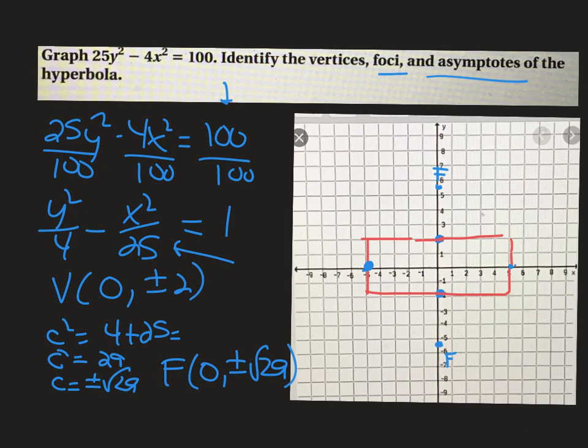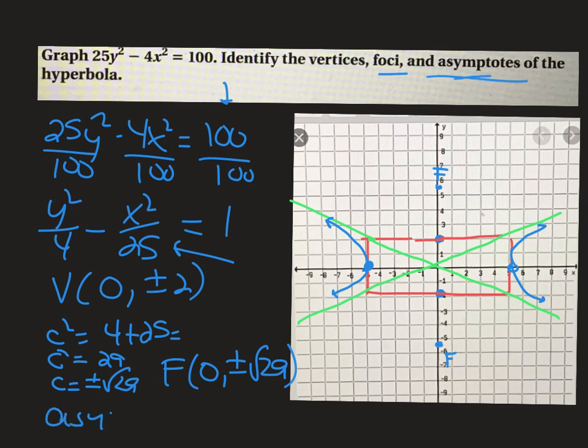Now the reason you draw the rectangle is so that you can draw the asymptotes. There's a vertex, there's a vertex. The asymptotes are going to connect the corners. They're going to go through 0, 0, connecting the corners of the rectangle like that. There's one asymptote. Here's another asymptote. And now your hyperbola is actually going to look like this. It's going to look like that, and like that.